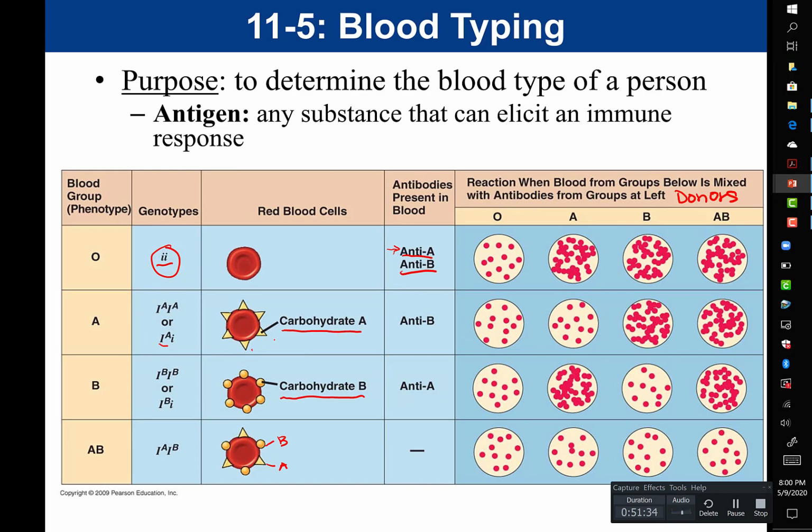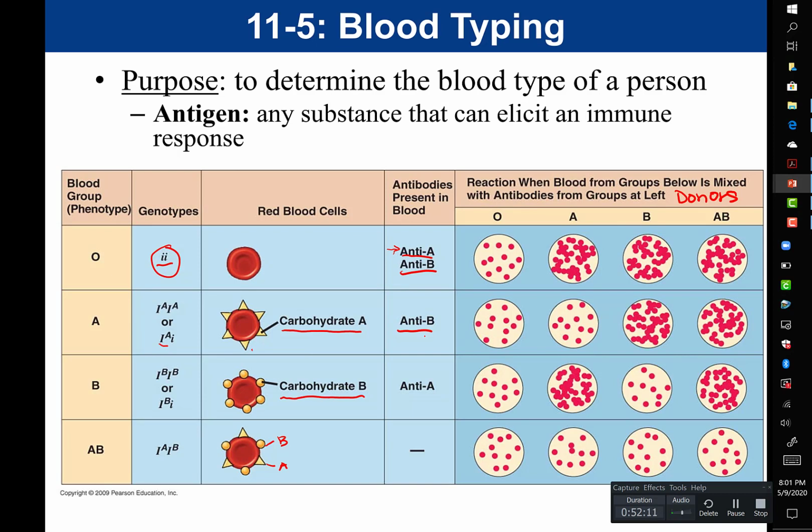Now, if you're type A, are you going to make antibodies that are anti-A? And the answer is no, because A is seen as self. So if you're blood type A, your body is not going to produce anti-A antibodies because A is self. But you will make anti-B antibodies because B is seen as foreign. A is self, B is foreign.